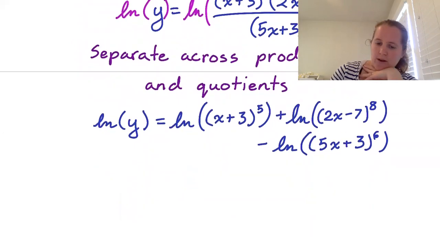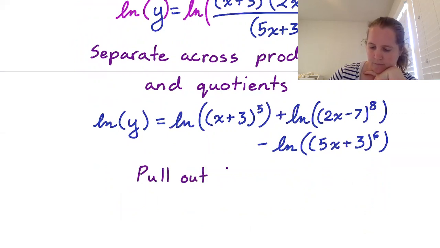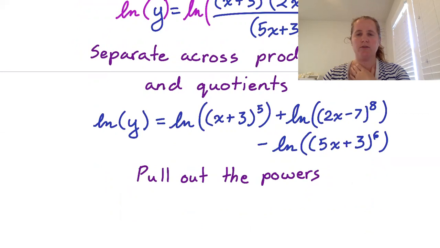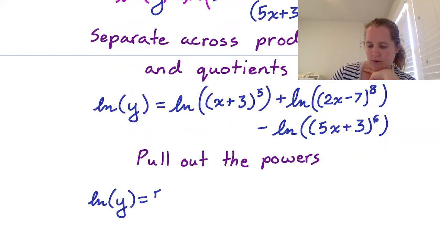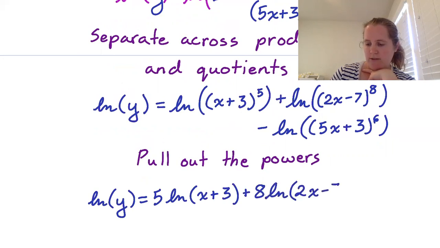At this point, we can also pull out the power. We can only work with the very last operation at once. The product and the quotient would have been the last operations. Now the last operation would have been the power if we were to evaluate. So we can go ahead and pull those powers out. So we have the natural log of y is equal to 5 times the natural log of (x plus 3) plus 8 times the natural log of (2x minus 7) minus 6 times the natural log of (5x plus 3).